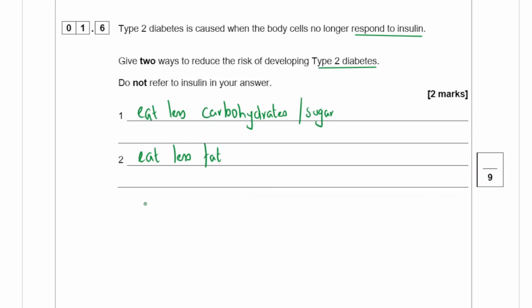You could also say do more exercise or exercise more. Or lose body mass or weight. I would write just the first 2.